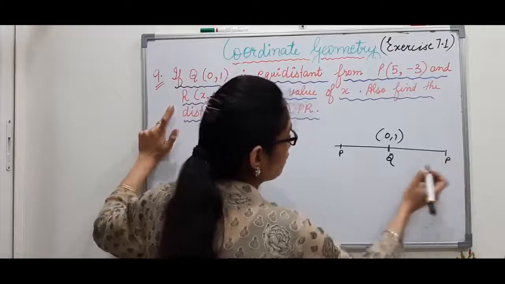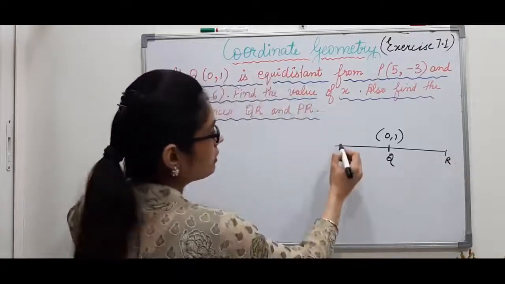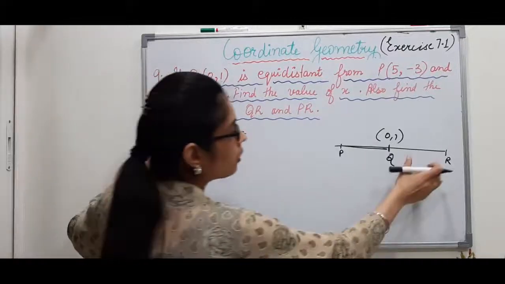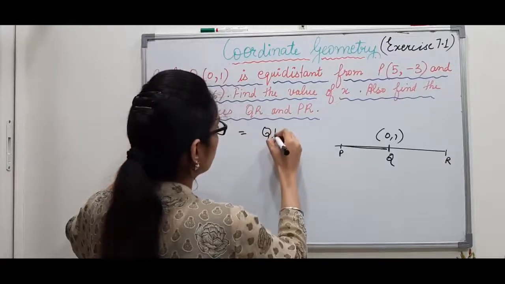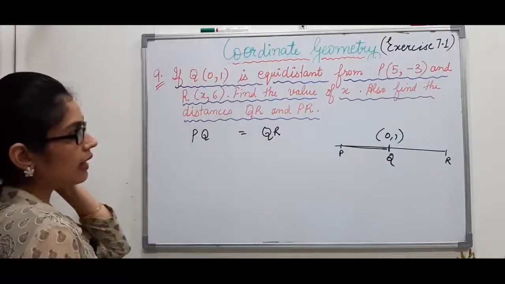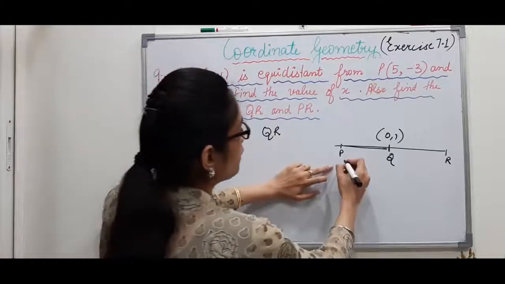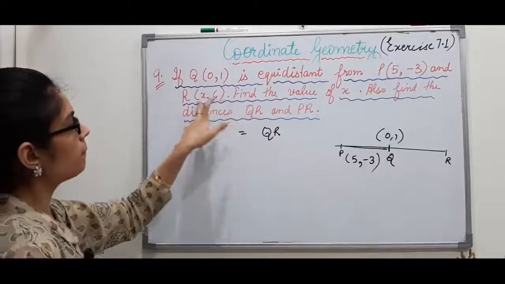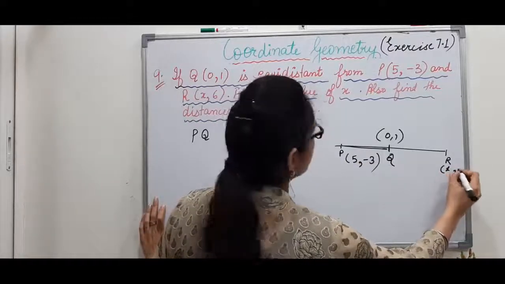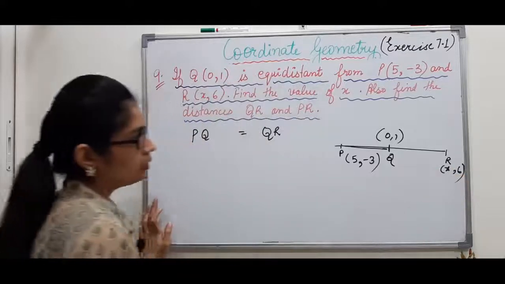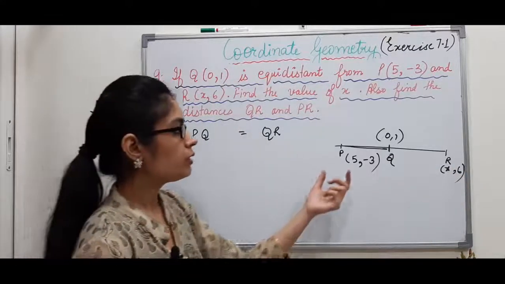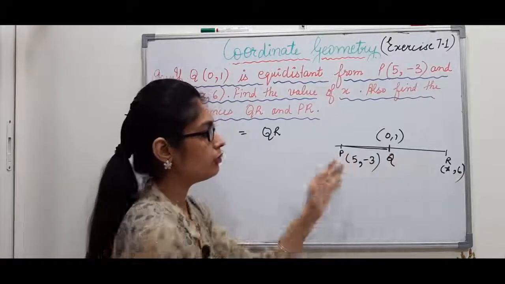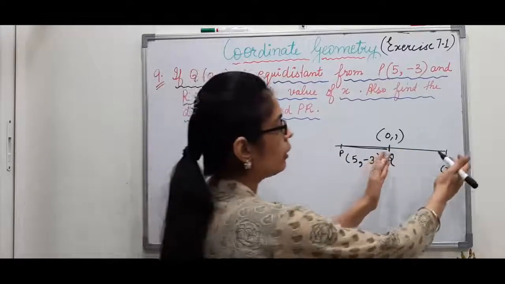Equidistant means this distance PQ is equal to distance QR. See this they have given us. So coordinates of point P are 5 and minus 3. Coordinates of point R are x and 6. So you have to find the value of x. See, one point Q is given to you which is equidistant from point P and point R, which means PQ is equal to QR.